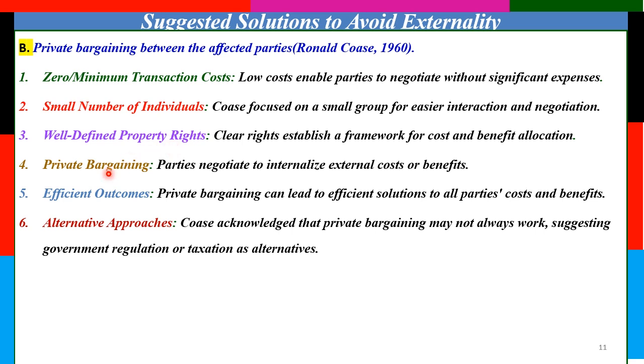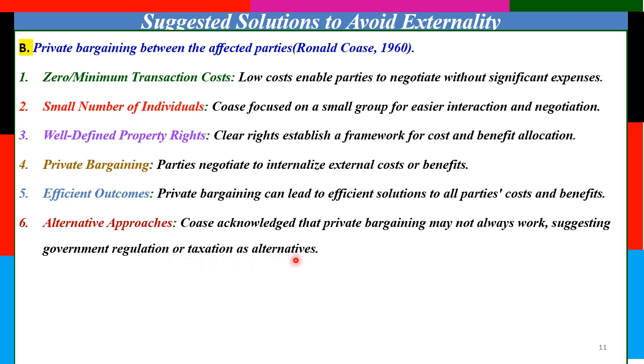Private bargaining means parties negotiate to internalize external costs or benefits. The cost must be included in the price of the product. Efficient outcomes: if there is a bargain, private bargaining can lead to an efficient solution for all parties' costs and benefits. Alternative approach to bargaining: acknowledge that private bargaining may not always work, suggesting government regulation or taxation as an alternative.